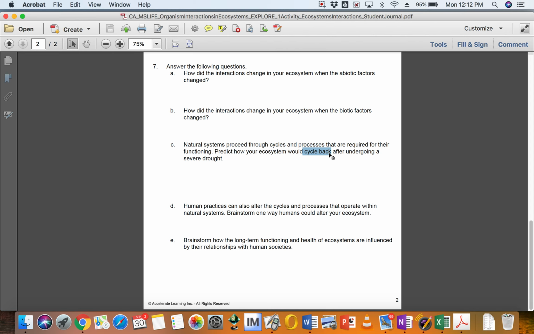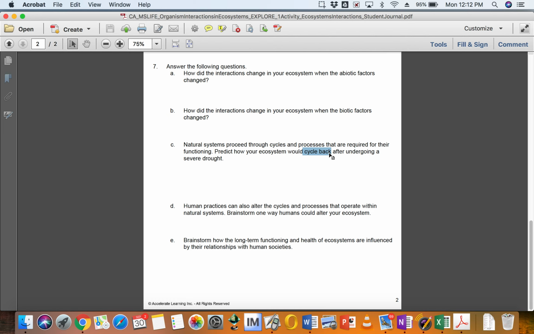Predict how it would cycle back. How is it that the populations are going to increase? Some of you are like, oh, well, when there's no longer a drought. Okay, well, explain that. Or what if there is a continued drought? Okay, what if there is a very, very limited amount of water? I would still see some cycling back. So you need to think about that.